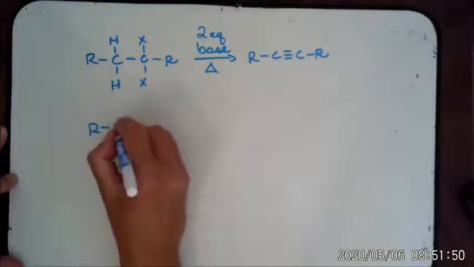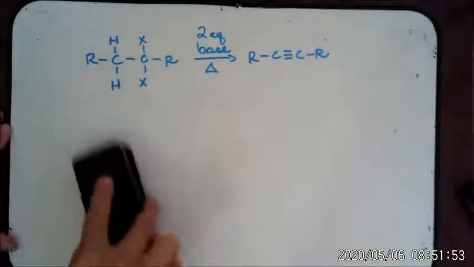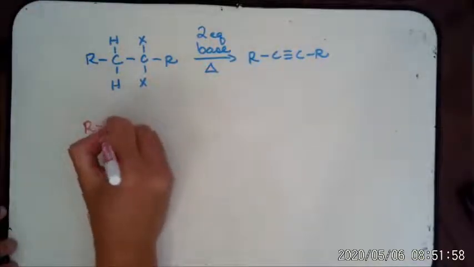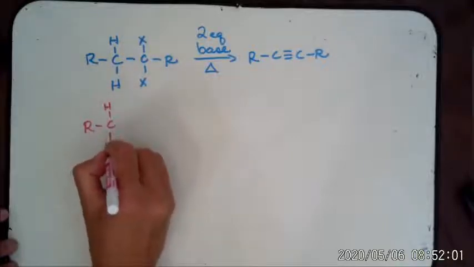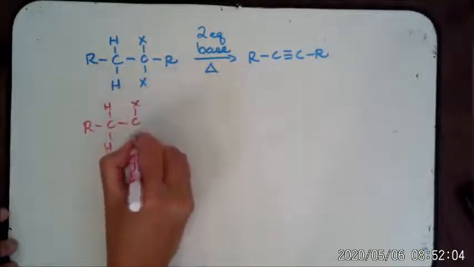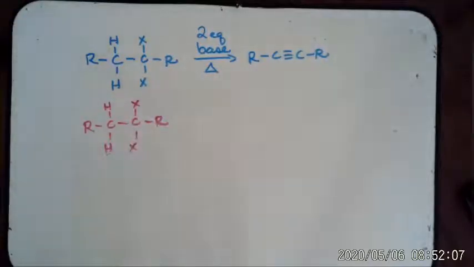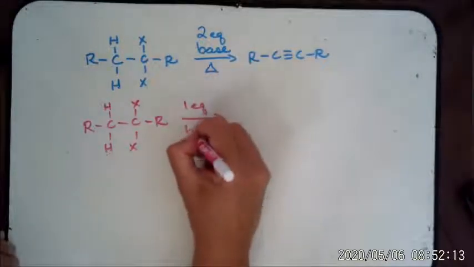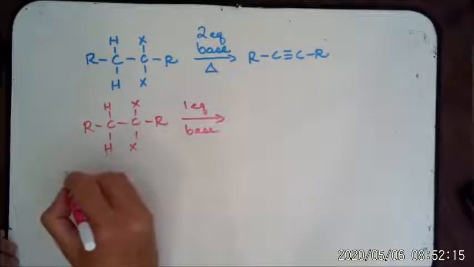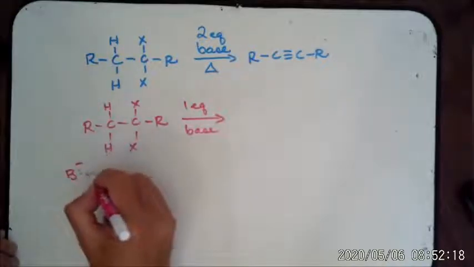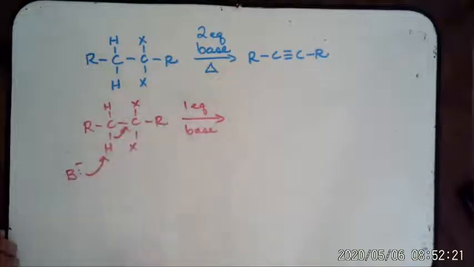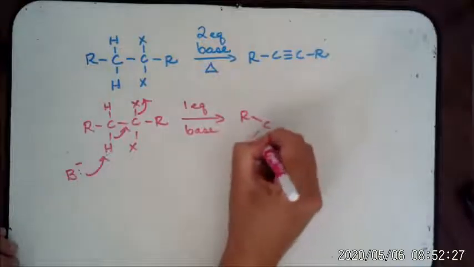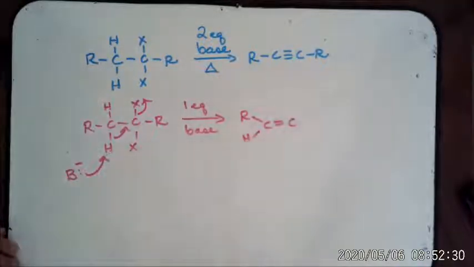So let me just show you what happens. So here, I'll use a different color. When I add my first equivalent of base, okay, my base comes in, grabs the proton, and then that forms my double bond, and then I have my leaving group. So you form your alkene. And this is actually very fast.